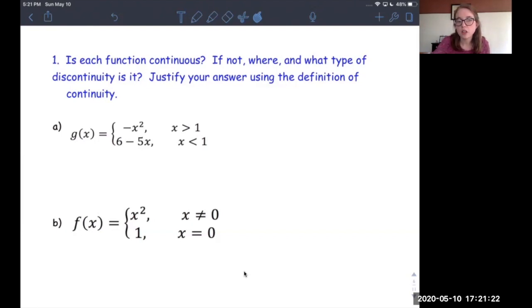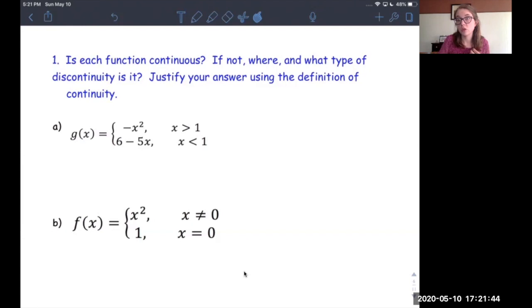And just looking at this function, I can tell that it's not going to be continuous at 1 right away because it's not defined at 1. So if you don't have a y value at x equals 1, there's no way for it to be continuous. But what we don't know is whether it is a removable discontinuity, aka a hole, or if it's non-removable, a jump or a vertical asymptote.